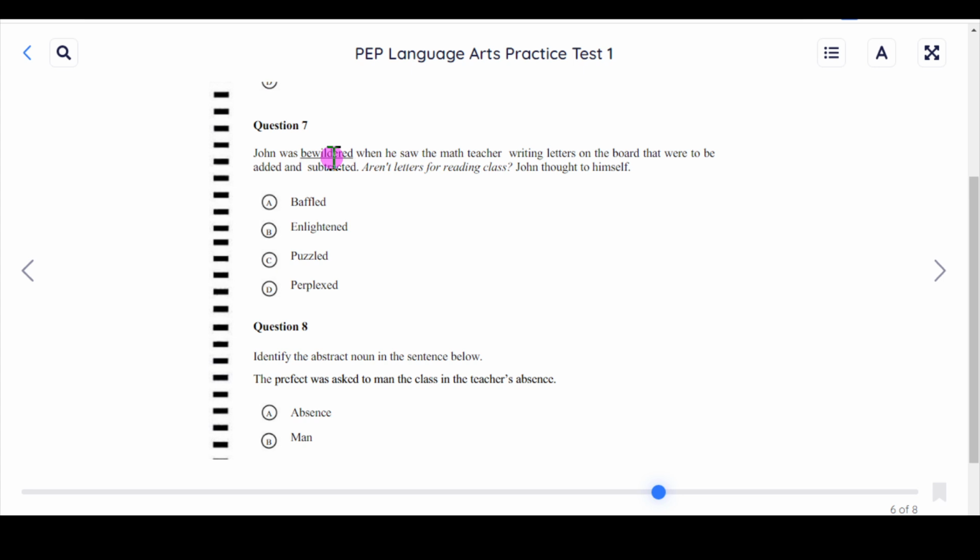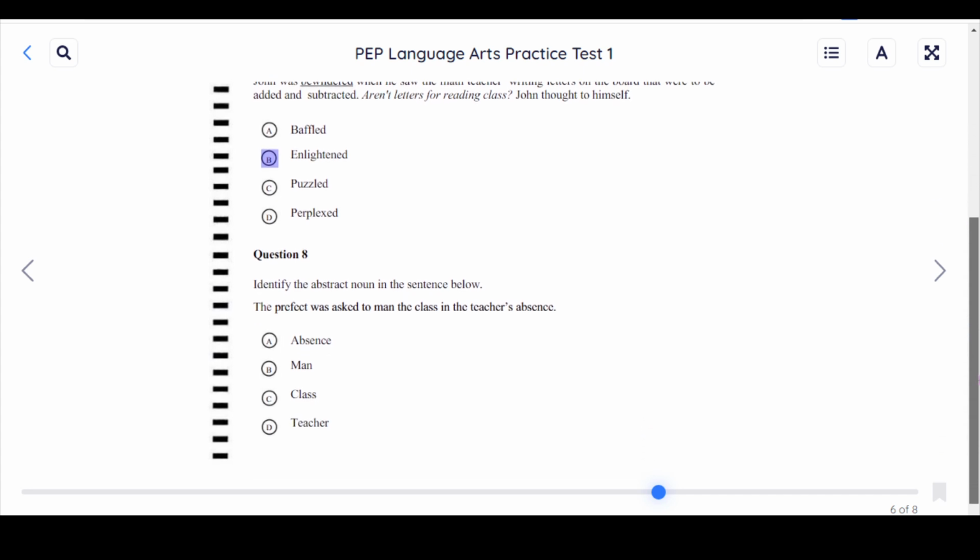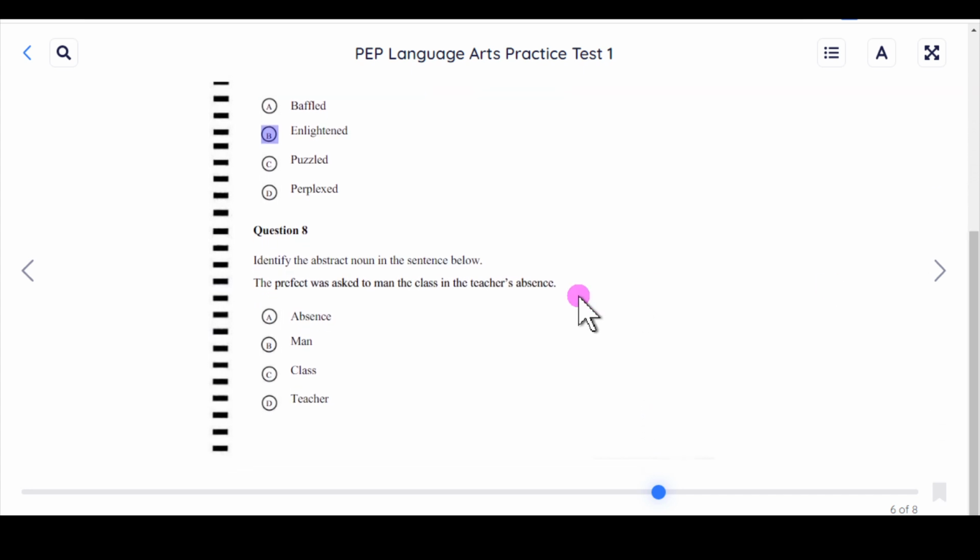Confusing. All right, let's look at my options. Baffled. That sounds like bewildered. Enlightened. Puzzled. Sounds like bewildered. Perplexed. Sounds like bewildered. So these words appear to be synonyms, except for enlightened. I'm going to take enlightened, the opposite of bewildered.